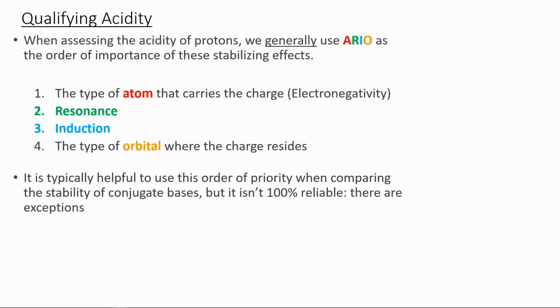So in summary, we have the electronegativity of the atom, the ability for the conjugate base of the atom to engage in resonance. We have inductive effects, and then we have the type of orbital where the charge resides as all being factors that are going to help us to analyze the relative acidity of different protons. These are all stabilizing effects that will help to stabilize a charge buildup on a deprotonation event.